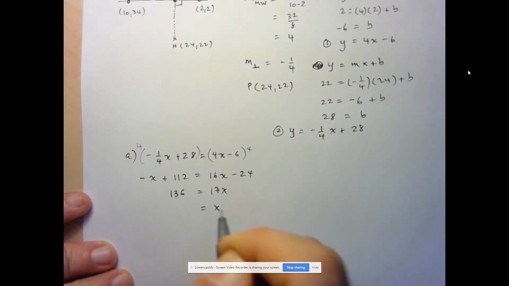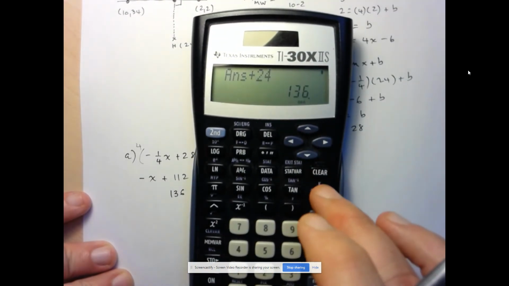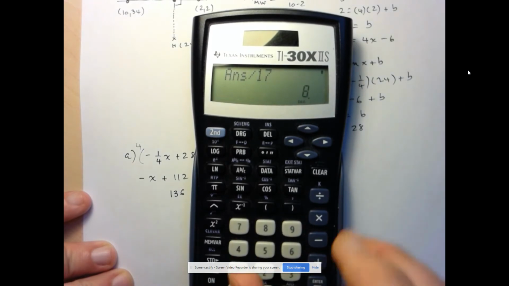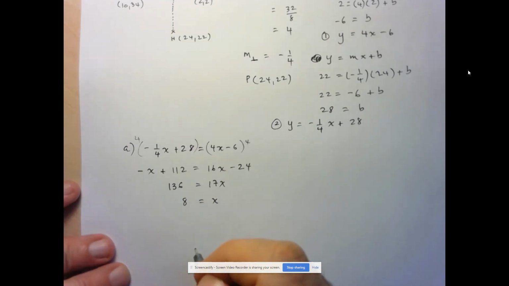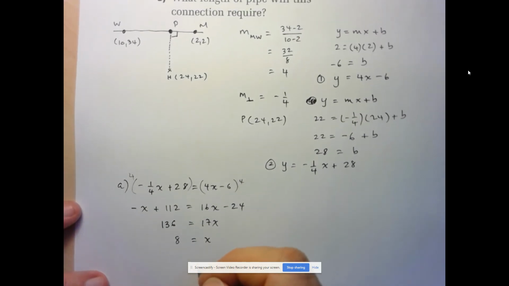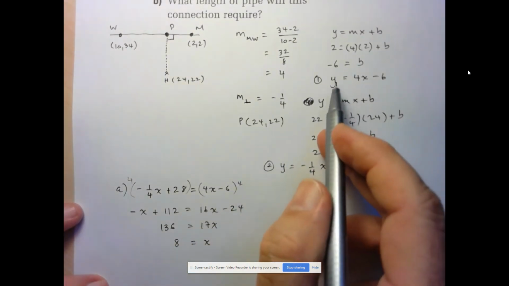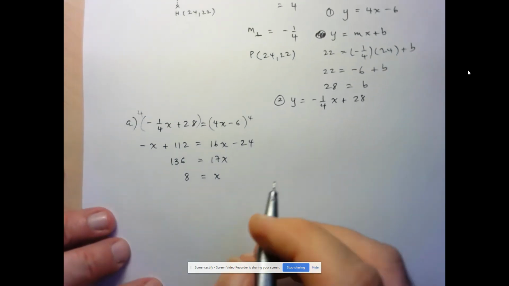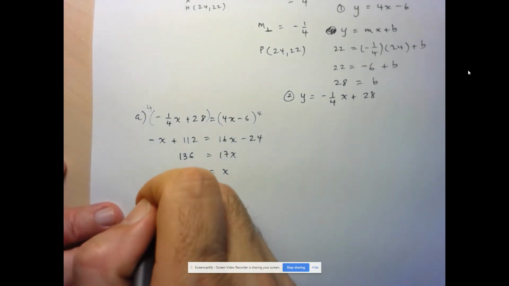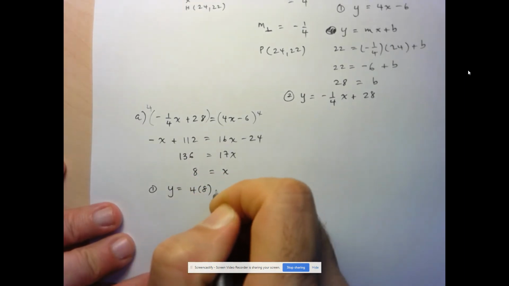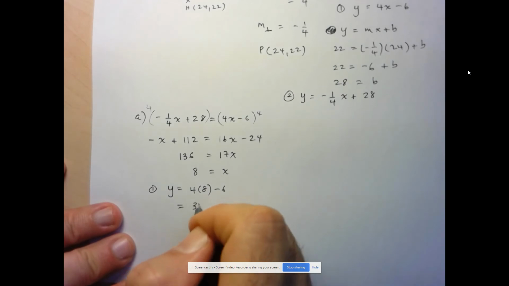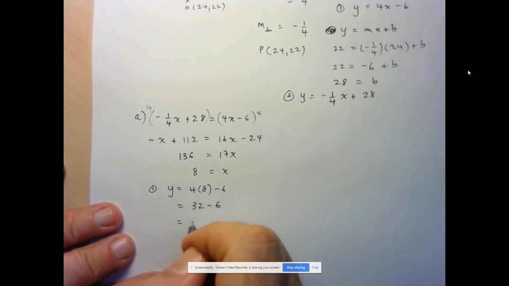And x is equal to 136 divided by 17, which I'm going to hope is an integer. And it is, so I lucked out there. So x is equal to 8. And so now, in order to find the y value, I just plug it into one of these equations. So I'm going to plug 8 into equation 1. Okay, so equation 1 is y equals 4 times x, which I know is 8, minus 6. And this is equal to 32 minus 6, which is 26.